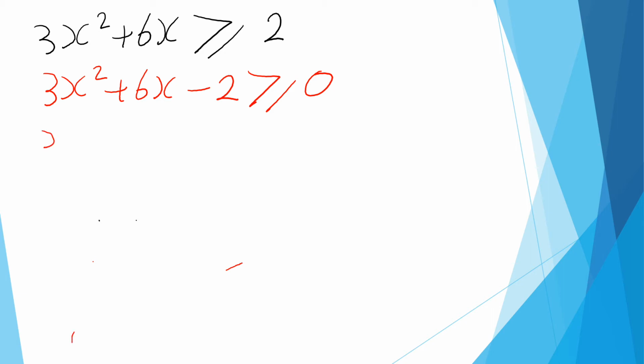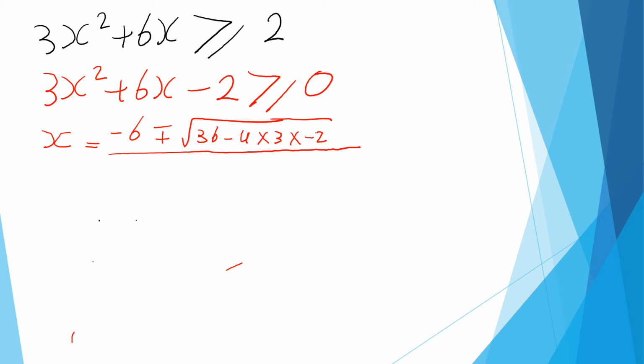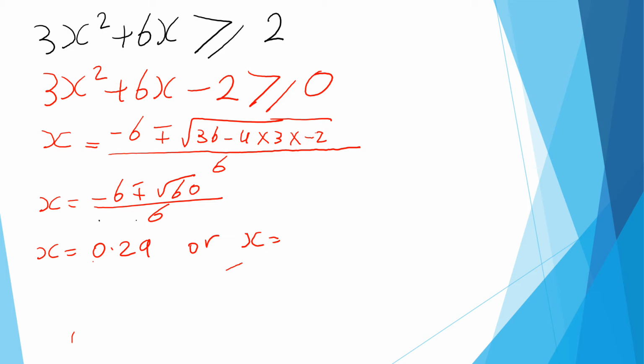So I'm just going to write in here: x equals negative 6 plus or minus the square root of 36 minus 4 times 3 times negative 2, over 6. So x equals negative 6 plus or minus the square root of 60, over 6. I'm just going to use the calculator for this. So it's either x equals 0.29 or x equals negative 2.29. Now we want to find the range of values.